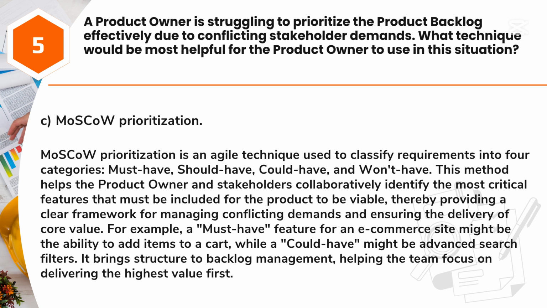For example, a must-have feature for an e-commerce site might be the ability to add items to a cart, while a could-have might be advanced search filters. It brings structure to backlog management, helping the team focus on delivering the highest value first.